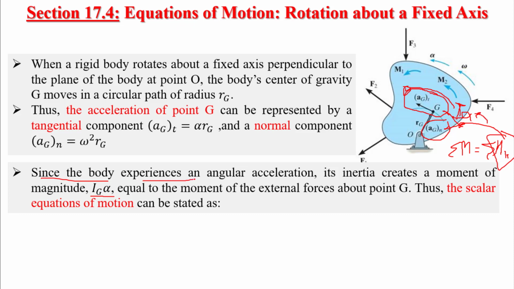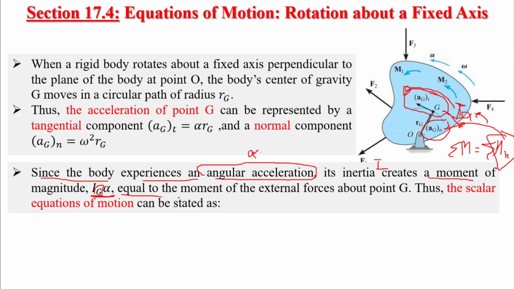So since the body experiences angular acceleration alpha, its inertia I creates a moment, so the inertia multiplied by alpha creates a moment of magnitude Ig alpha. And keep in mind, this inertia is about the centroid, and also we can take it about any other point, as we'll see in the coming slide.